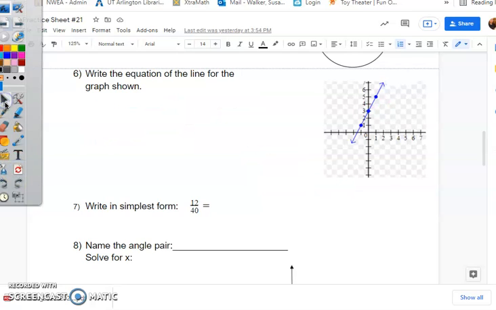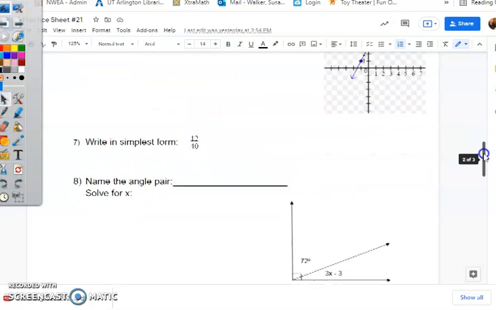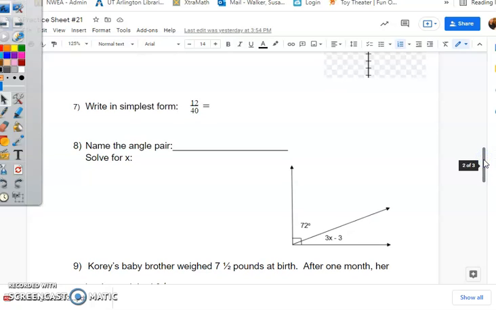Simplest form, some of us are forgetting what that means, but you're just dividing the top and bottom by the same number, okay?